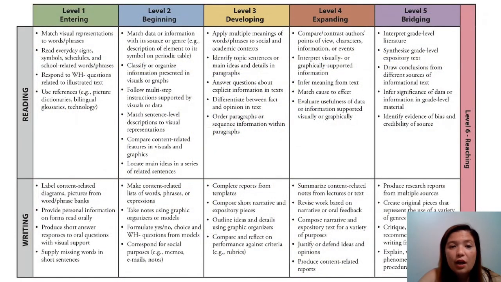Okay, and this is a look at the can-dos. So this is what I will be handing to you in your mailbox if you have an L. And it just lets you know their language level. And this is what they can do. So if they're at a level 4 expanding, they can compare and contrast author's point of view, characters, information, or events. And our goal is to push them to the next level. So if they're a level 4 expanding, let's push them to that level 5 bridging. And that's our overall goal, to keep them progressing in their language.